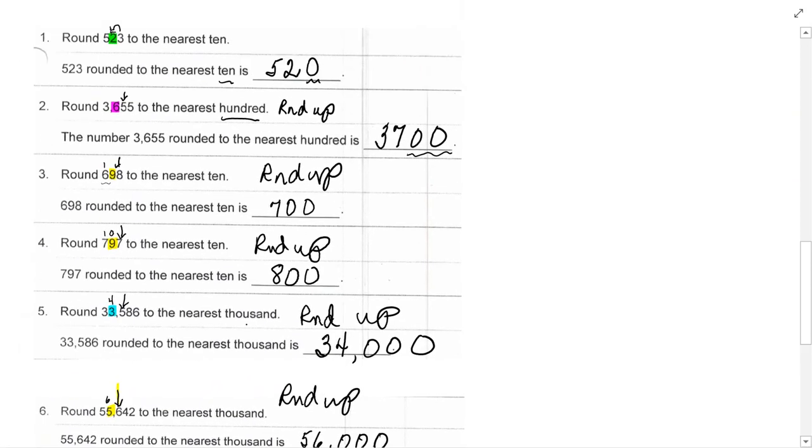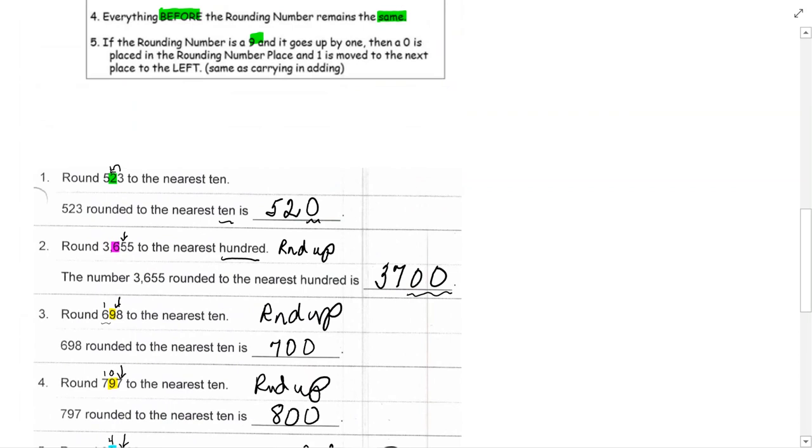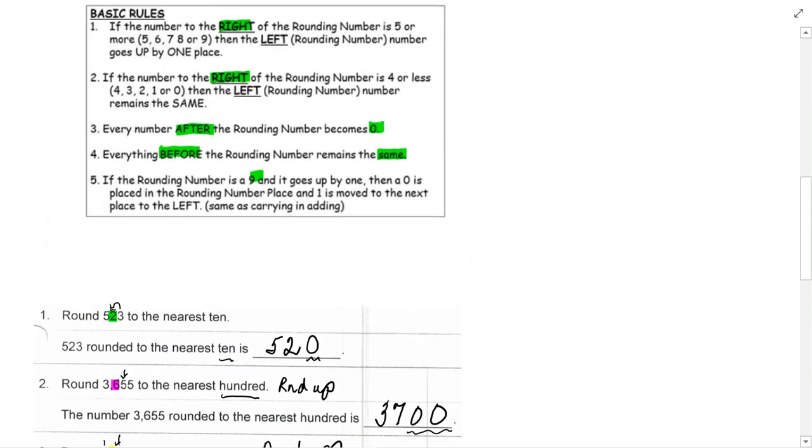Okay, so I hope that is somewhat helpful with rounding. You will be expected to be able to round throughout the course. So if the number to the right of the rounding number, the rounding number being the one I was highlighting, is 5 or more, then the rounding number goes up and then you finish with zeros. If the number to the right of the rounding number is 4 or less, you leave it the same and finish with zeros.